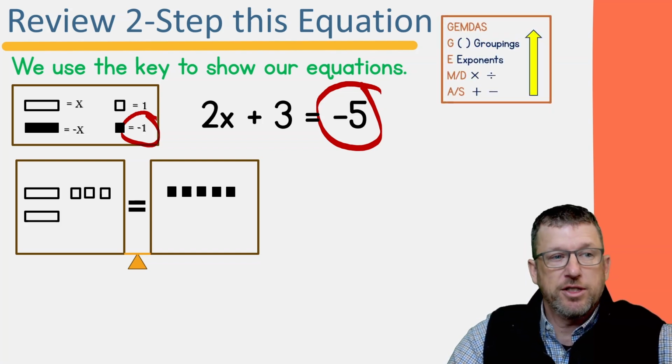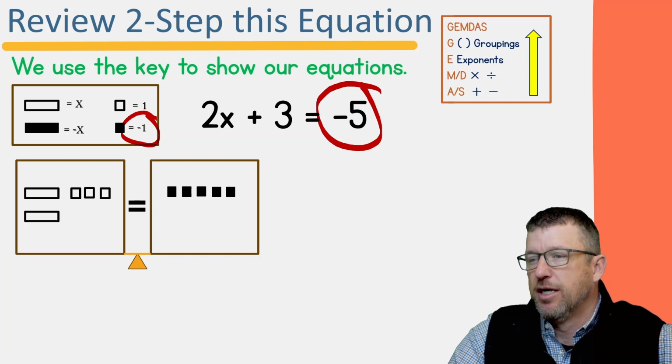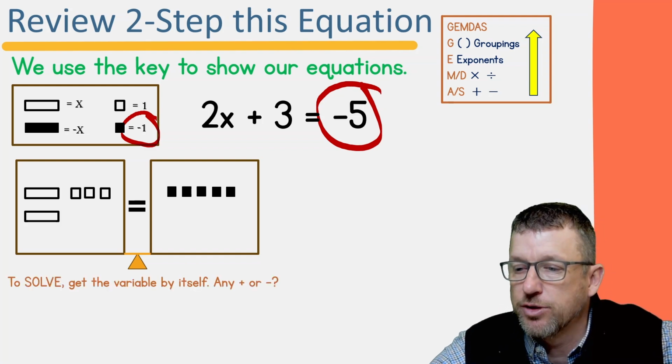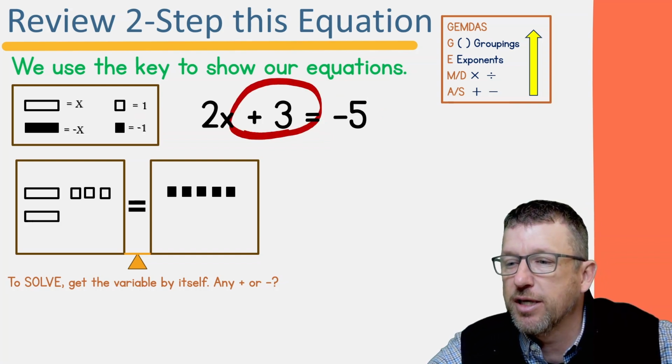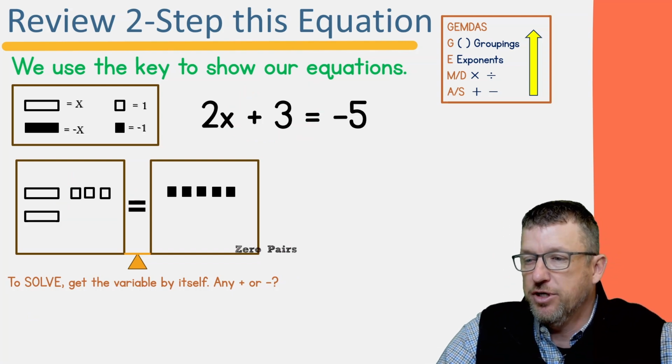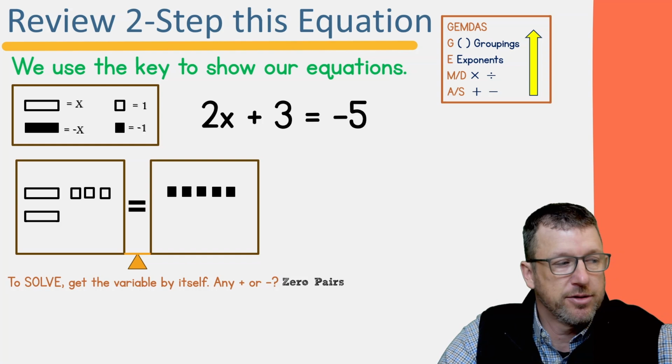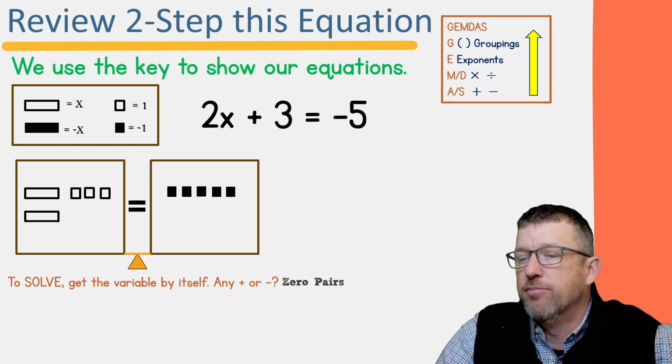So then what do we do? Well, for two-step equations, we start right off the bat with backwards GIMDAS. As we're trying to get the variable by itself, how do we get that x by itself? Do you see any addition or subtraction? Right here is plus 3. All right, so yes, we do see addition or subtraction. And if we do, we need to make some zero pairs because we're trying to move those, get rid of those. Okay, so how do I do that?